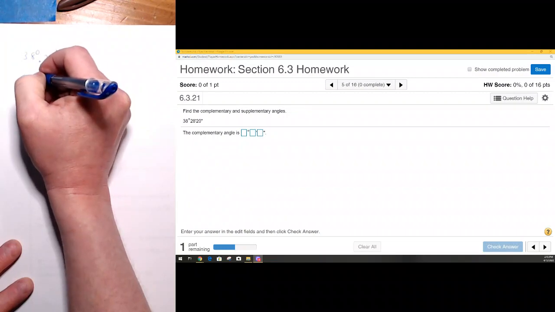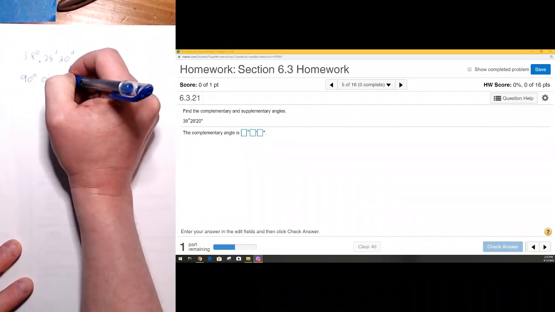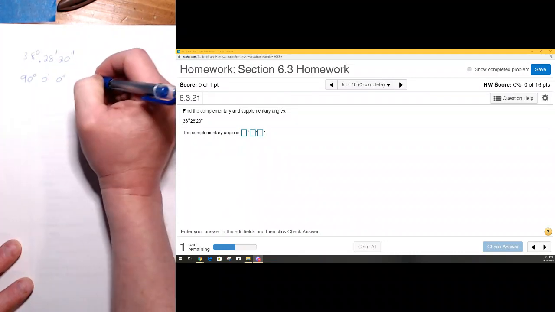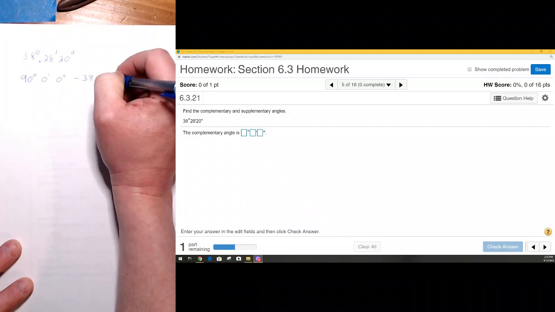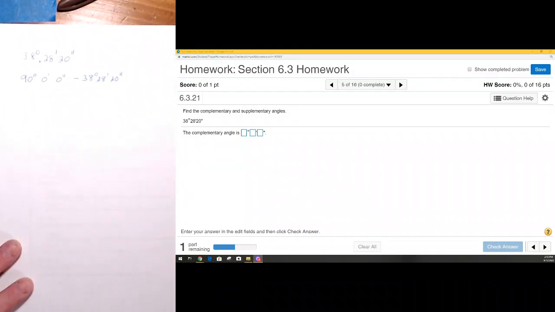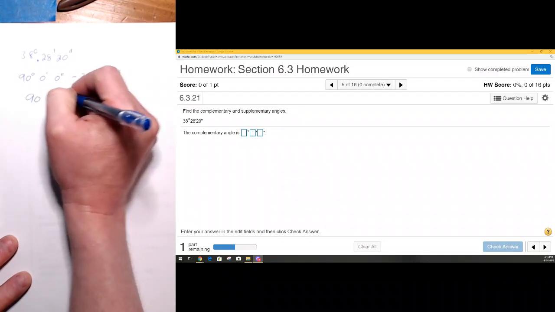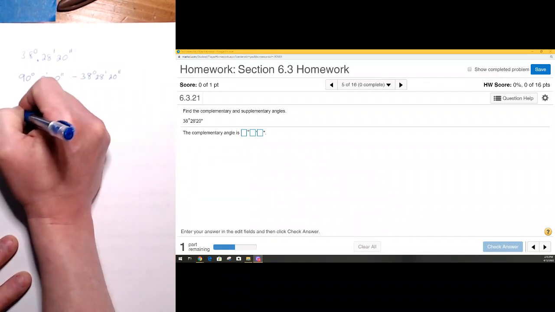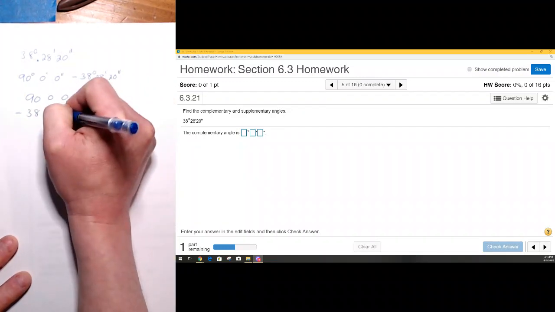So basically, we're going to do 90 degrees, 0 minutes, and 0 seconds, and we're going to subtract 38 degrees, 28 minutes, and 20 seconds. So this is kind of just like borrowing when you're actually subtracting stuff. Here I've got 90, 0, and 0, and I'm going to subtract 38, 28, and 20.